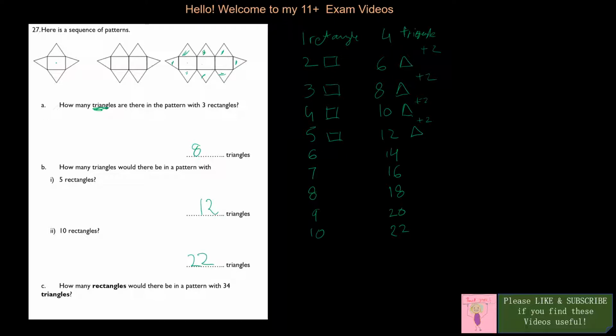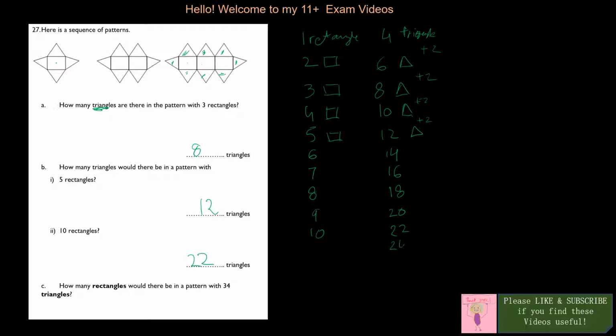Right, now they have said the next thing, they have now changed sides. It's not fair to us, but they have changed sides, and now they're saying how many rectangles would be there in a pattern with 34 triangles. So how many rectangles would be there? Now this pattern they're saying is 34 triangles. So it's 22 here. You have to continue to 34.